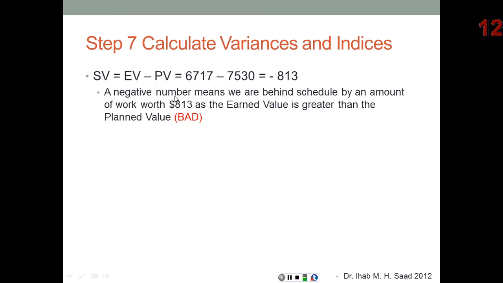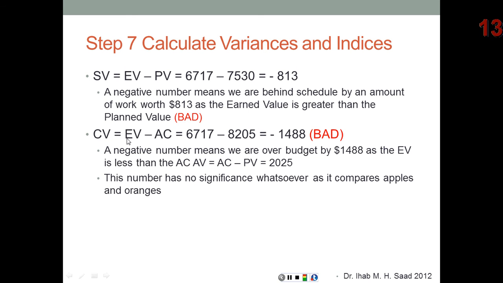A negative number means that we are behind schedule by an amount of work worth $813, as the earned value is less than the planned value. The cost variance equals earned value minus actual cost. So 6717 minus 8205. So here again we have a negative value, which is bad. A negative number means that we are over budget by 1488, as the earned value is less than the actual cost.